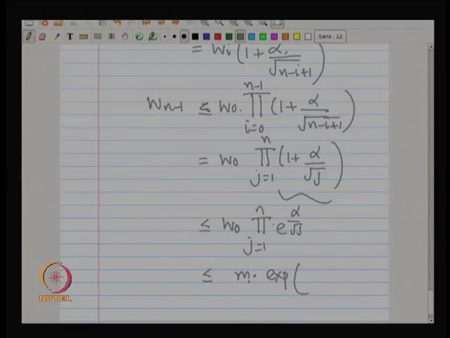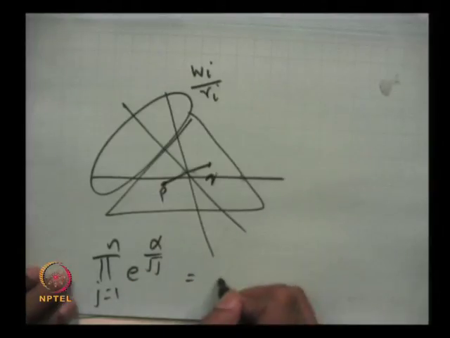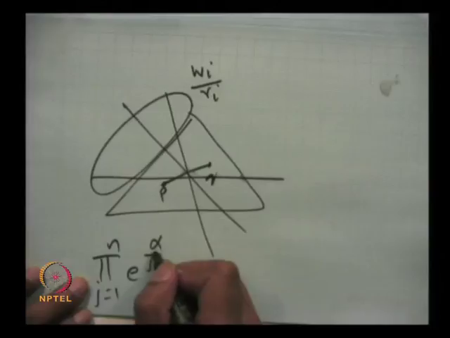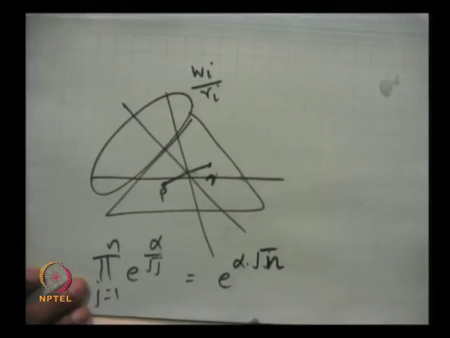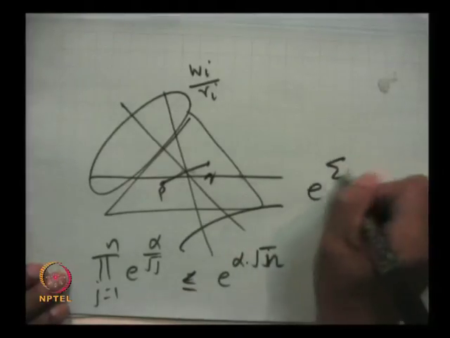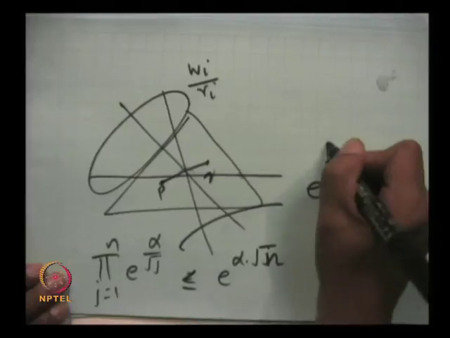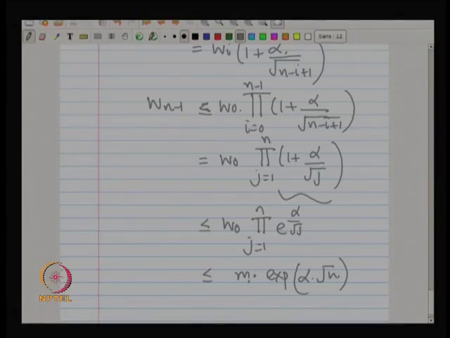the product for j equal to 1 to n of e to the power alpha over root j. This product becomes a sum in the exponent, and the sum you can think of as an integral. This becomes e to the power of the sum of alpha over root j, j equal to 1 to n, and if you integrate 1 over square root of j up to n, you get a square root of n. So, this becomes roughly e to the power alpha times square root of n. Okay. So, this is the final bound.